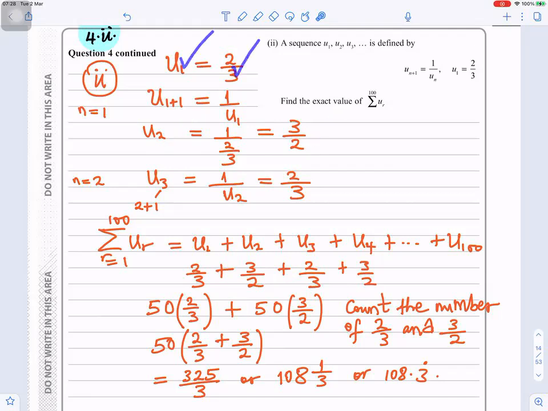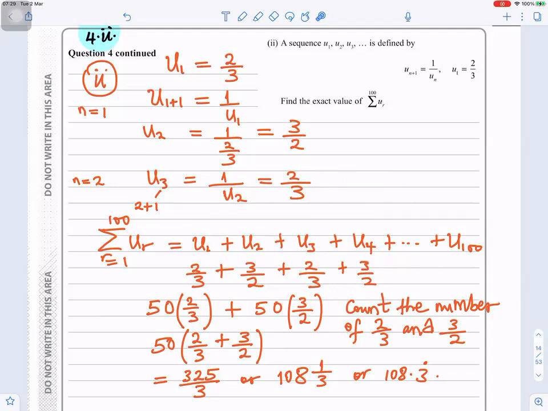U1 is 2 over 3. Now we put n equals 2. So 3 would be 2 plus 1 is 3, and it will be 1 over U2. So 1 over 3 over 2 gives you 2 over 3. So we want to find the value from r equals 1 to 100. So we have U1 plus U2 plus U3 plus U4 up to U100. We can add them: 2 over 3 plus 3 over 2 plus 2 over 3 plus 3 over 2. We can do that until we get to 100.